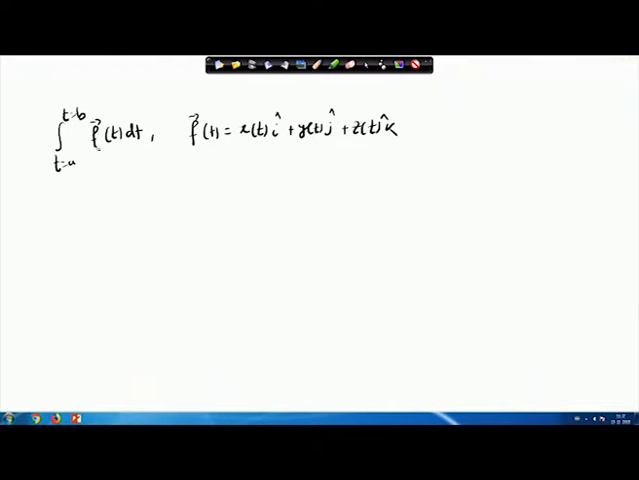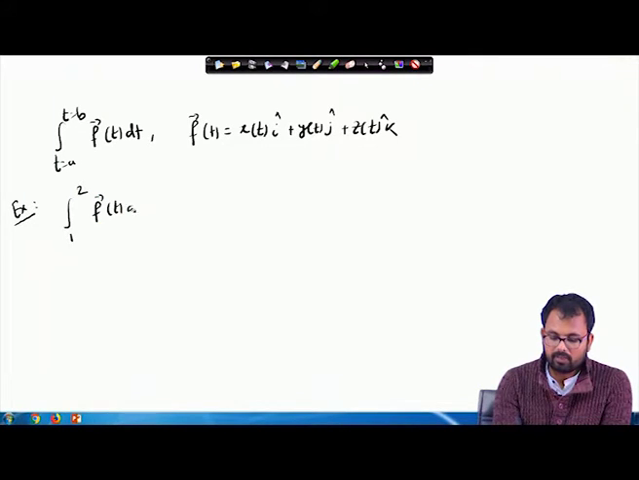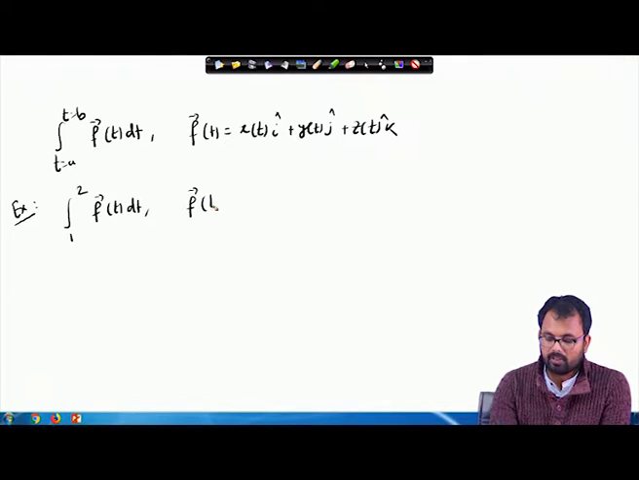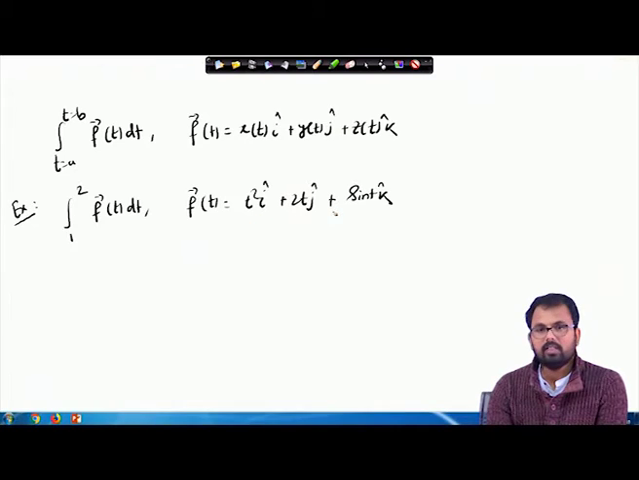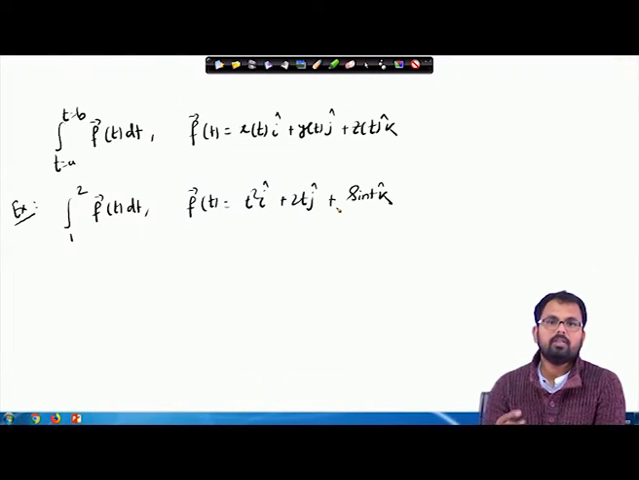Then in that case we substitute this vector f(t) in this integral, and we integrate component wise. So, for example, if we have an integral from 1 to 2 of f(t) dt, where our f(t) is t square i plus 2t j plus sin t k, then we substitute this f(t) in this integral and integrate component wise with respect to t, and that would give us the integral of this vector function.